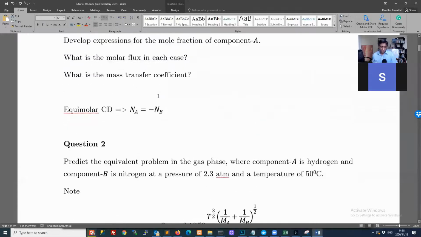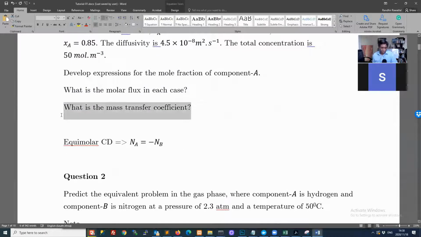So that's problem one. By the way, in problem one, it also asks what's the mass transfer coefficient. So we haven't covered this concept as yet. We need to discuss the film theory concept, which we'll do a bit later in the course. So we'll revisit this problem.